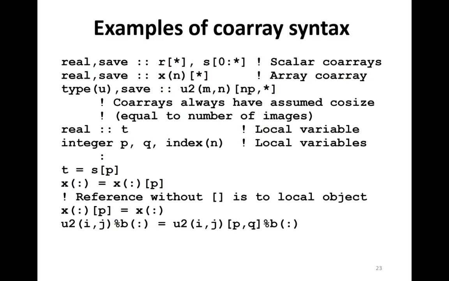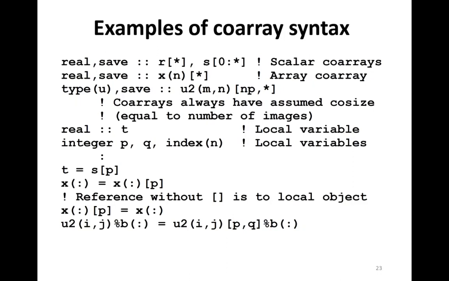Here's a few examples of the syntax. Here I've taken the scalar S on image P and copied that particular S to the local T. If there are no square brackets, it's a local variable. Here I'm taking a section from image P and copying it to the local section.